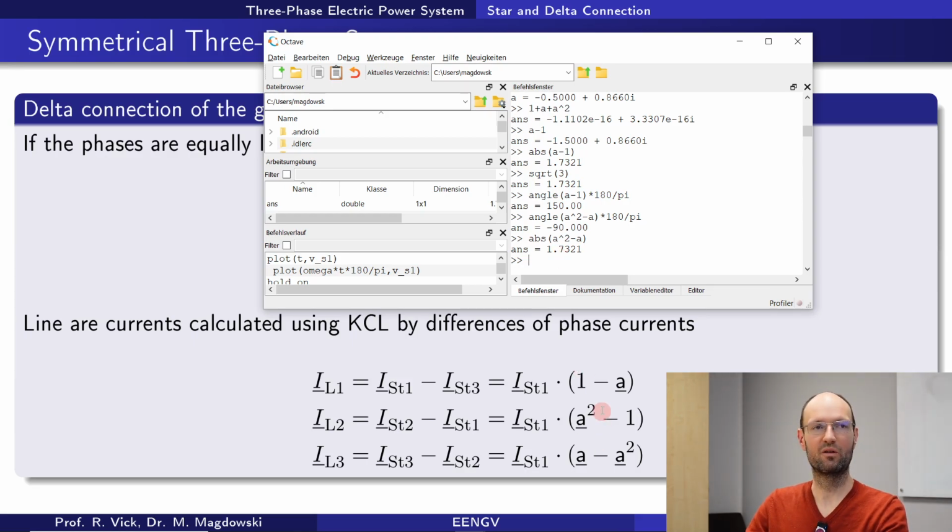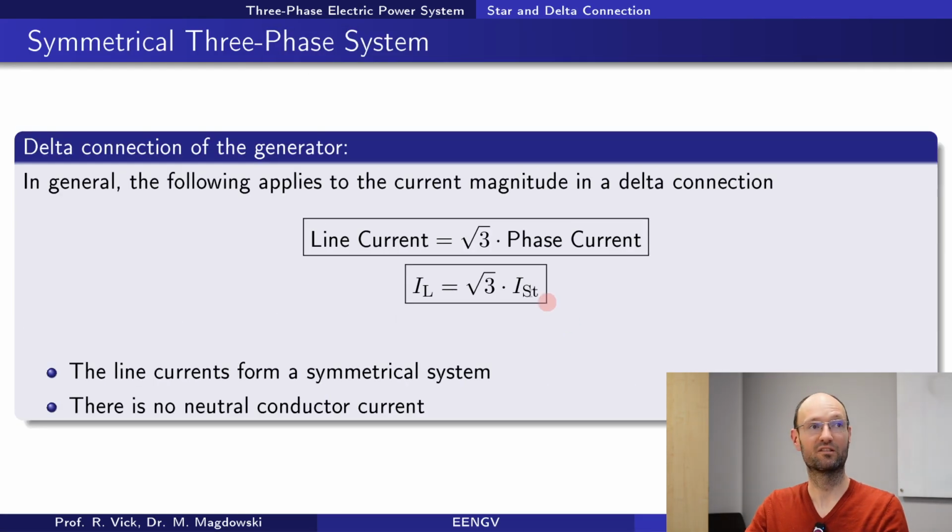So it's once again a three-phase system, but it's square root of 3 times larger. So in the delta connection, the line current is square root of 3 times larger than the phase current, very shortly written in this way.